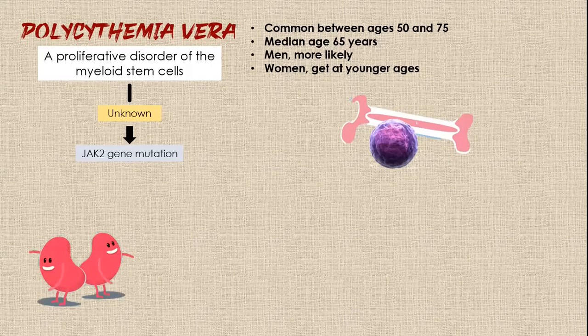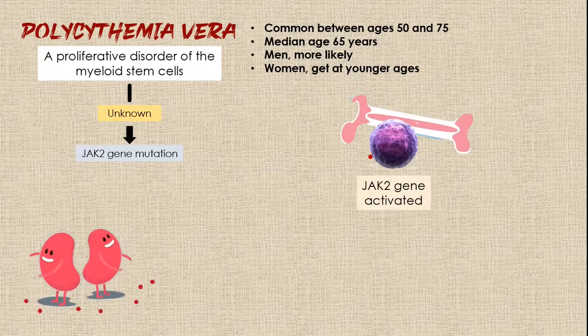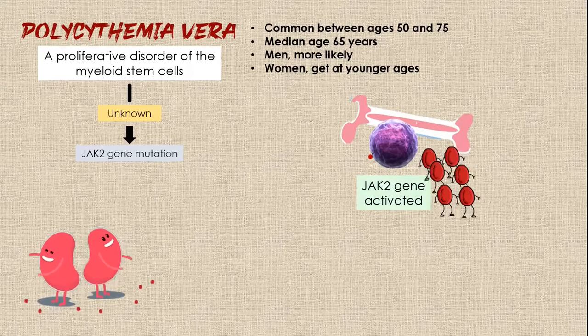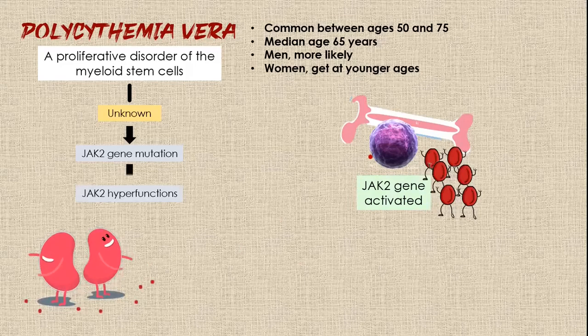Normally, the kidneys produce erythropoietin, a hormone that plays a key role in the production of red blood cells. This hormone binds to the receptors of a stem cell from the bone marrow. Once bound, the cell then activates the JAK2 gene and divides, producing red blood cells. With JAK2 gene mutation, the gene is always activated and therefore hyperfunctions.